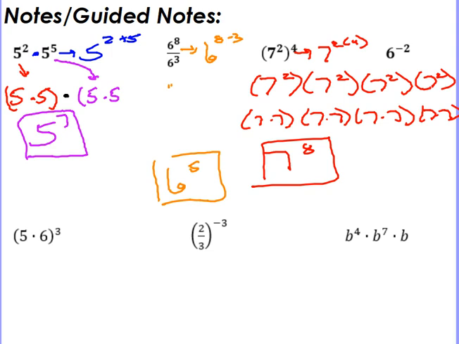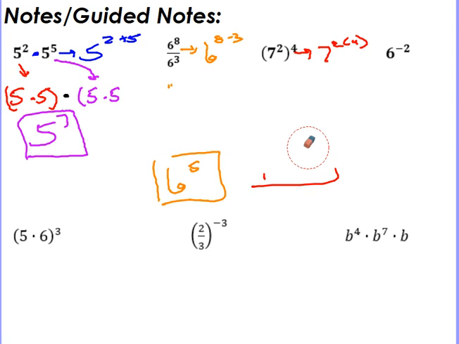Okay, next one. I'll do a different color for this one. So for this one, for 6 raised to the power of negative 2, that's the negative exponent property. Negative exponents, we just don't like having negative exponents. They're not very friendly. So what we do with negative exponents is we want to make them positive, but the way we do it is we have to flip it or find the reciprocal.